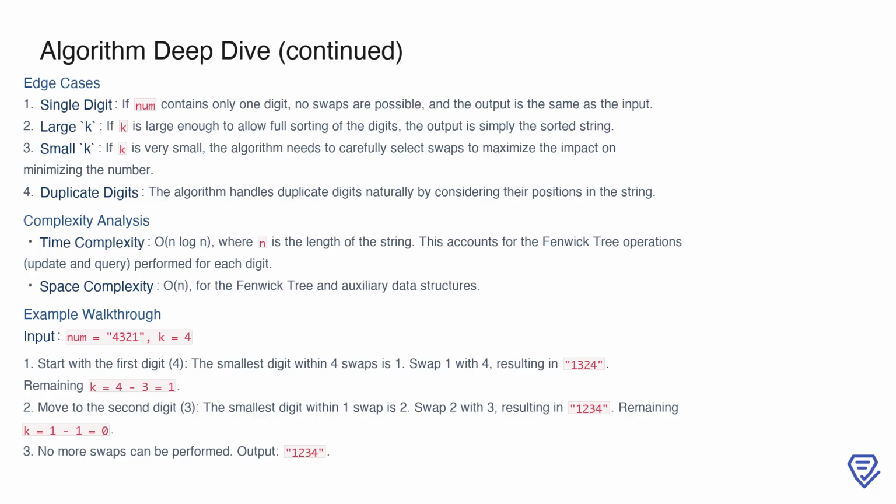For example, given the input 4321 with k equals 4, the smallest digit within 4 swaps is 1, which is swapped with 4 to yield 1324. After one more swap, we obtain 1234, which is the output as no further swaps are possible. This example demonstrates the efficiency and correctness of the algorithm.